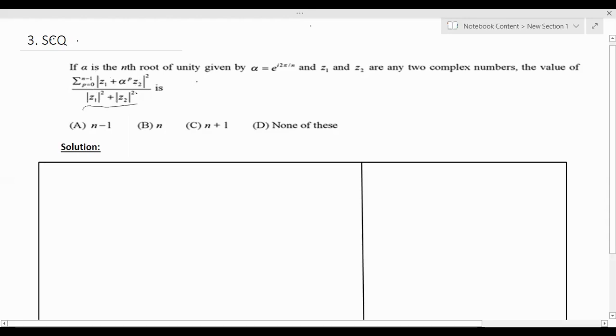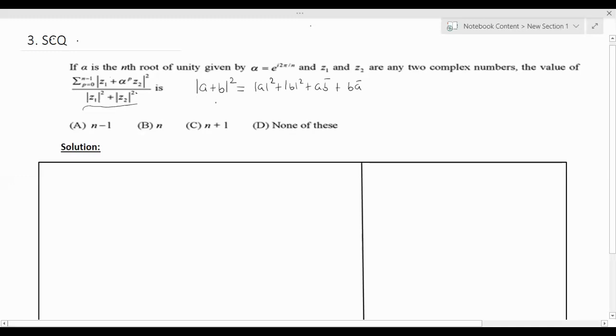So the first property before starting: modulus of (a plus b) whole square. You can write this in terms of individual a and b terms, which you should remember: the formula is modulus of a square plus modulus of b square plus a times b conjugate plus b times a conjugate. So before starting, I want to remind you of this formula, you should have remembered it.